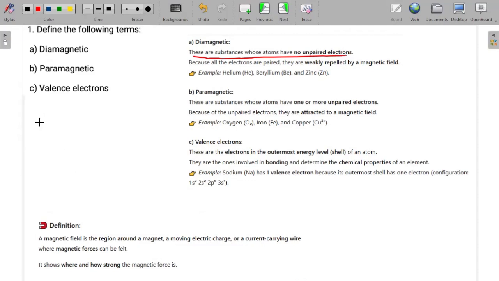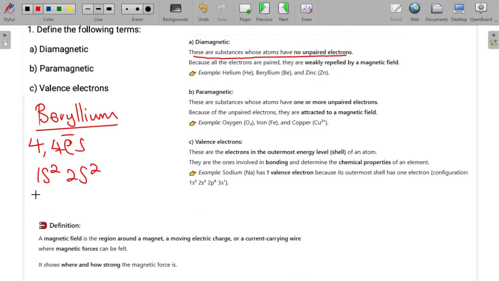For example, if you look at beryllium, it has an atomic number of 4, meaning that it has 4 electrons. When you write its electronic configuration, it's going to be 1s2, 2s2. We see that there are no unpaired electrons, because the 1s means one box like this, and the 2s also means one box.